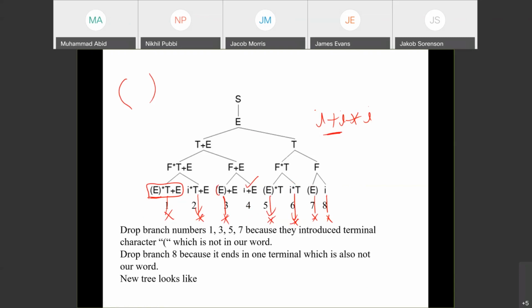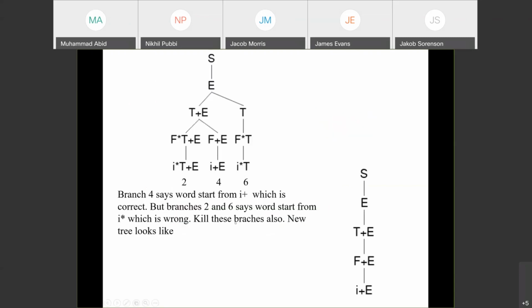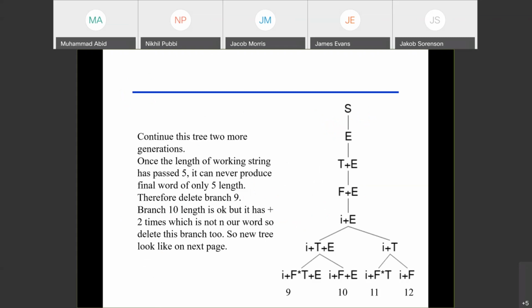So we drop all those branches at this stage, and this will continue. Number four will continue. And once you continue number four, you replace all its E with this production rule, and this thing will come as it is because it is terminal, and then this production rule, because E has two production rules. Then you replace this T with this production rule, and this thing will be copied as it is. So this T takes this production rule, and this thing will come as it is.